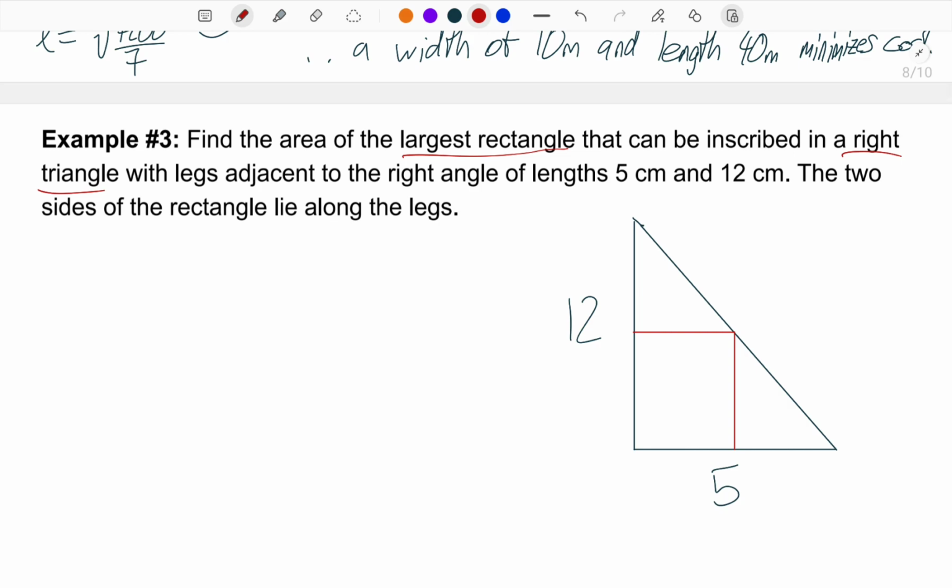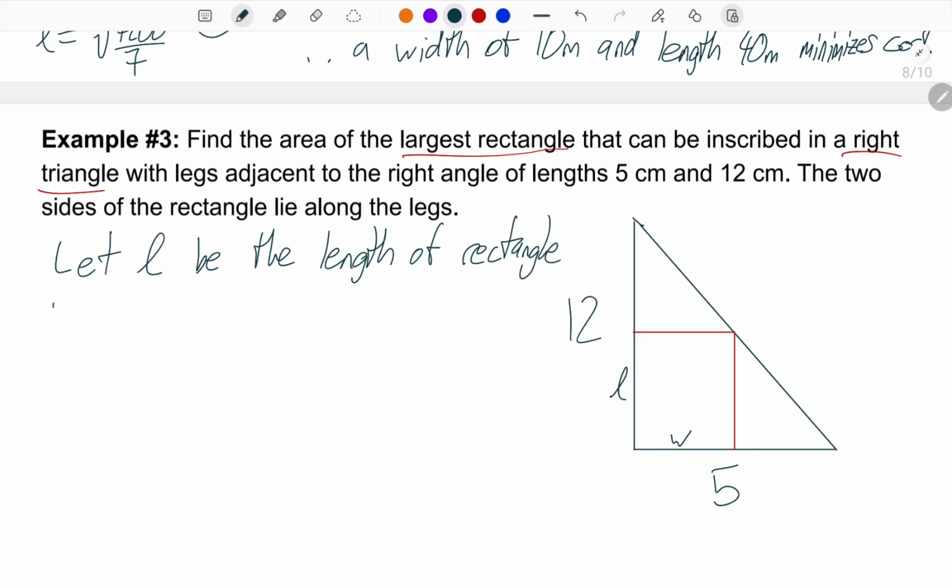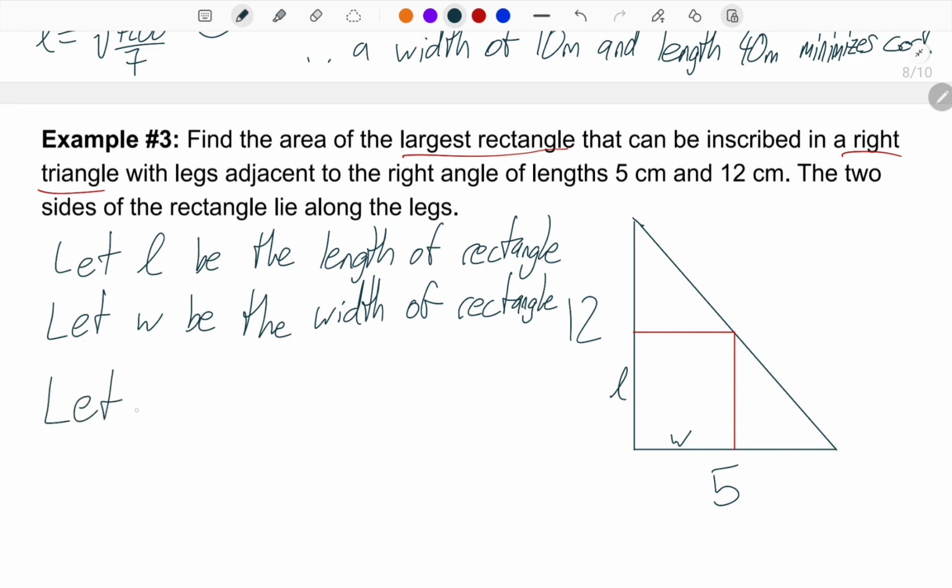And, well, what do we have in a rectangle? We usually have two measurements that we care about, the length and the width. Let's define those then. Let L be the length of the rectangle, and let W be the width. Okay, so we've got our variables defined. Well, what else do we need? We want to figure out the area of this rectangle, so let's define that. Let A be the area of the rectangle.